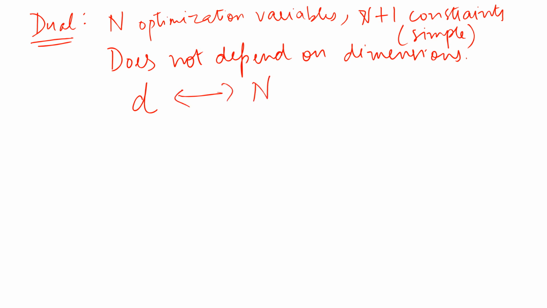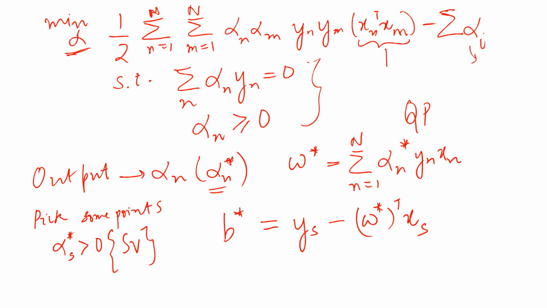Because you're solving for a number of variables that is n, we got rid of my d, so there is no explicit dependence on d. But there is an implicit dependence on dimensions in the objective function of the dual as well, especially when we compute the inner products. Those points sit in some dimensional space, a d-dimensional space.